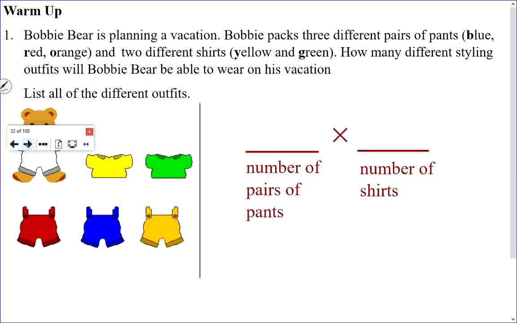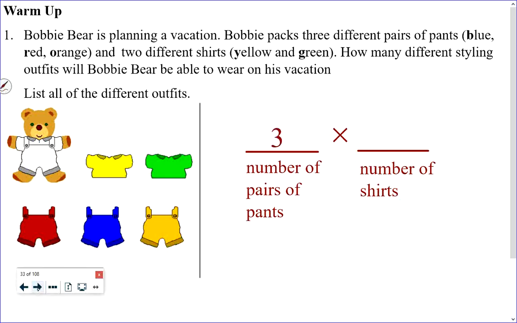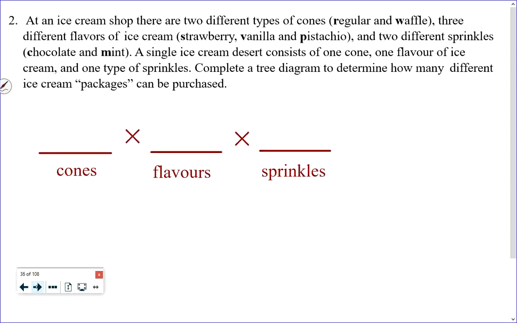If we go back and look at Bobbie Bear's conundrum, bless you, if we go back and look at Bobbie Bear's problem, how many outfits can he wear? Well, he has to put on a pair of pants and put on a shirt. So we take the number of pairs of pants and we multiply by the number of shirts, and we get 6. We didn't need to draw it. We didn't need to reason it out.